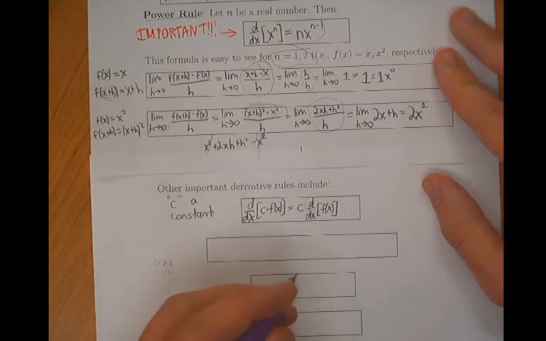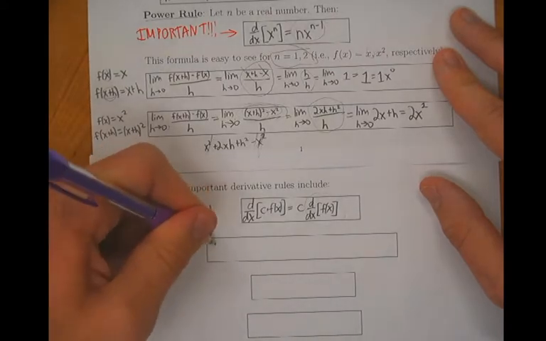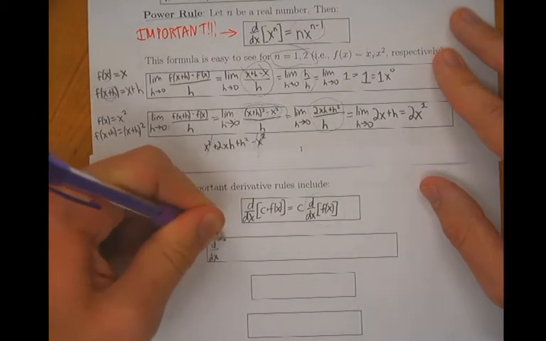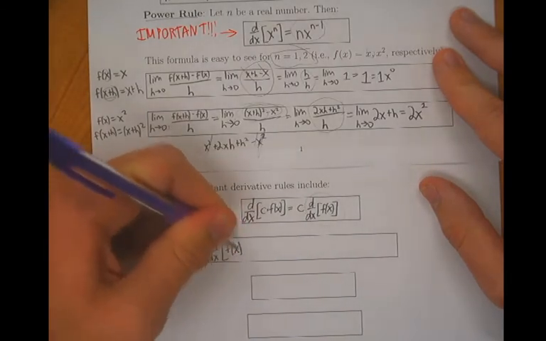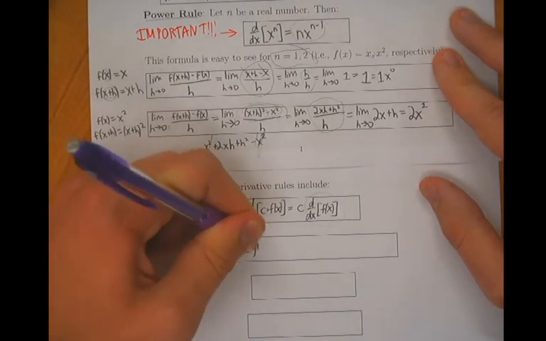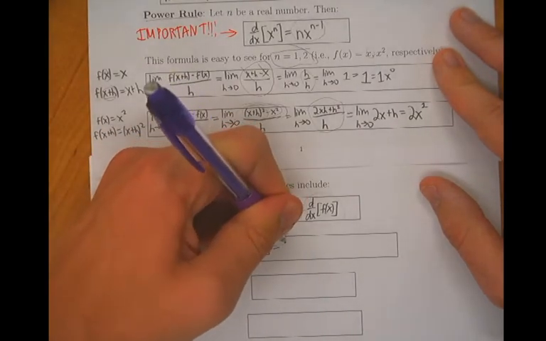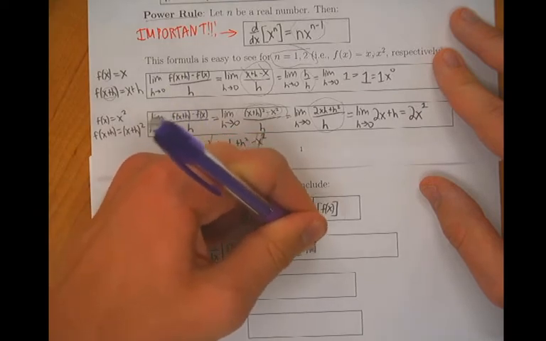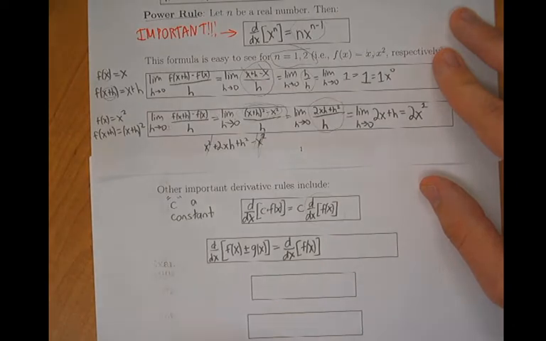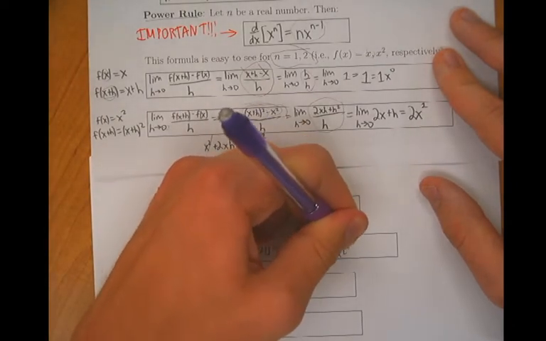Okay? And the second one: d over dx of f of x plus or minus g of x, depending on if we're adding or subtracting, is equal to d over dx of f of x plus or minus d over dx of g of x.